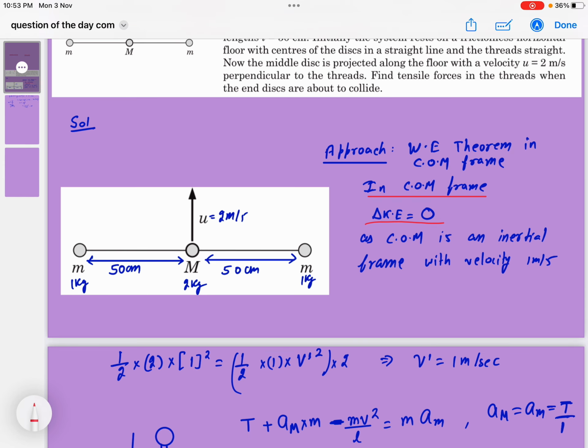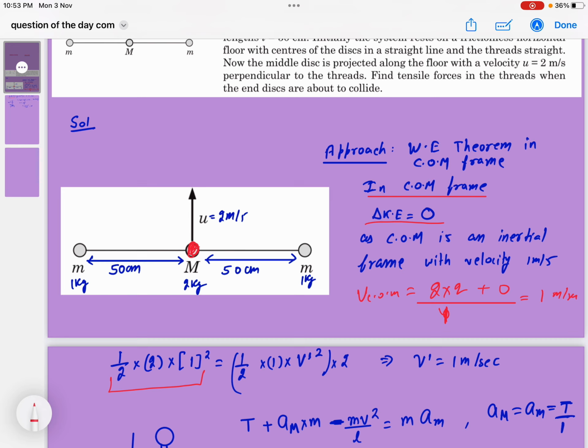So with respect to the center of mass, initially only the middle disc has a relative velocity. The velocity of the center of mass is (m1 v1 + m2 v2) divided by the total mass of the system, which is 4. So the center of mass velocity is 1 meter per second. With respect to the center of mass, initially only the middle disc has a velocity of 1 meter per second. That is the kinetic energy.